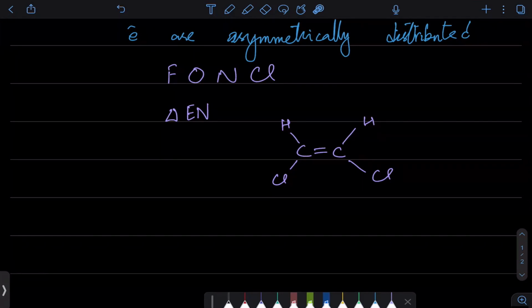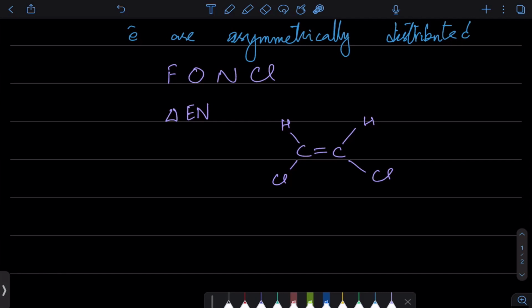Another way to figure this out is how the bond polarity between carbon and hydrogen goes about. कुछ बहुत ज्यादा नहीं होती है. Yeah, ठीक है. Thank you. But the bond between carbon and chlorine वो ज्यादा polar है, तो हम उसको ज्यादा consider करेंगे.